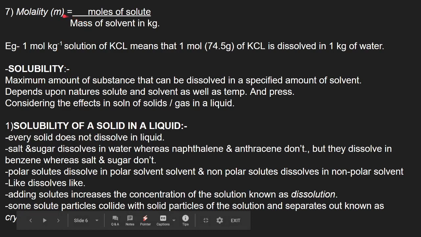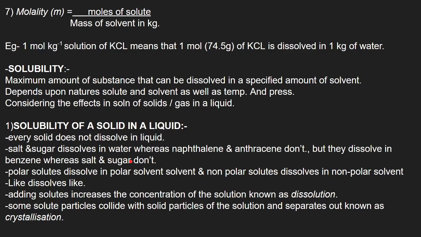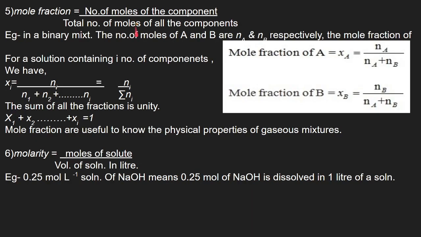Molality is denoted by small m, whereas molarity is capital M. Molality is equal to moles of solute divided by mass of solvent in kg. Here the difference is, in molarity we studied moles of solute divided by volume of solution in liter, whereas here it is mass of solvent in kg. So we are considering mass here, the actual weight in kilograms, and in molarity we are considering volume in liter or milliliter.